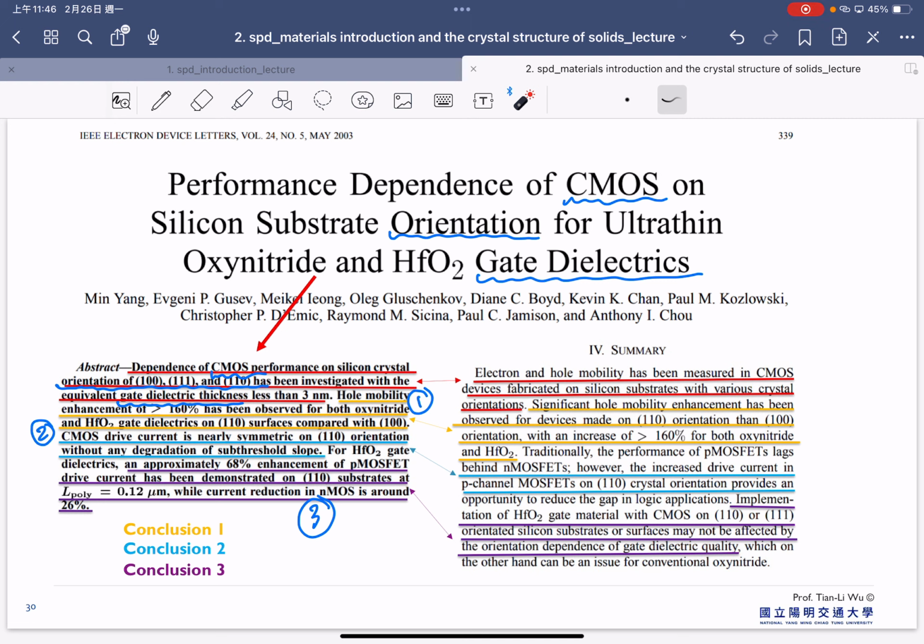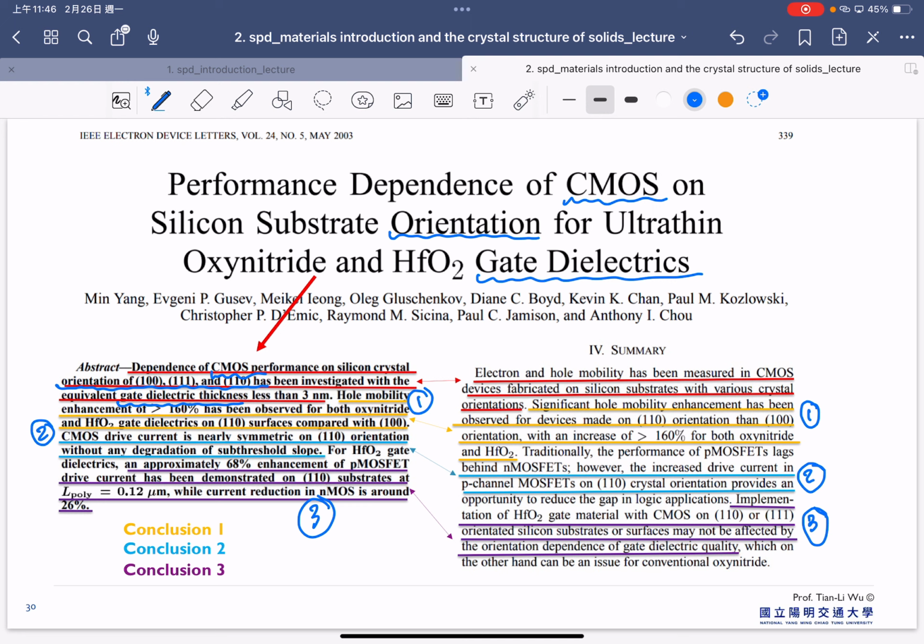So again, the first conclusion will also be summarized here. The second conclusion here. The third conclusion will be here. So the summary is also just another rephrase of the abstract, and it still serves to illustrate again that there are three conclusions and what the conclusion details are.